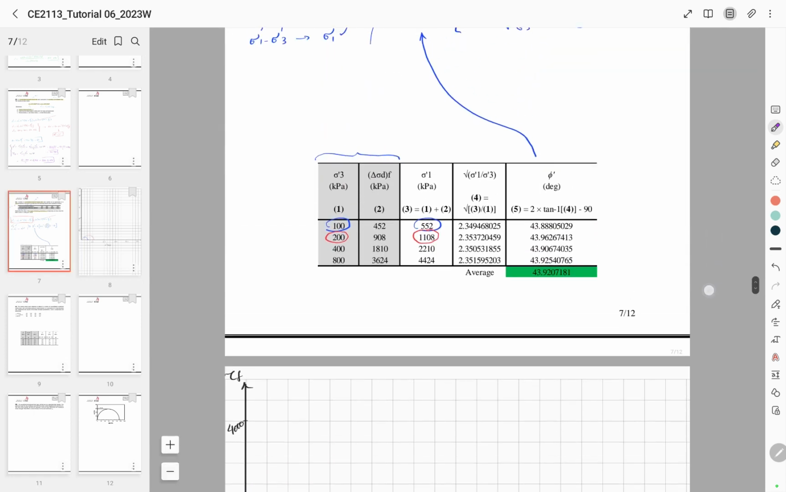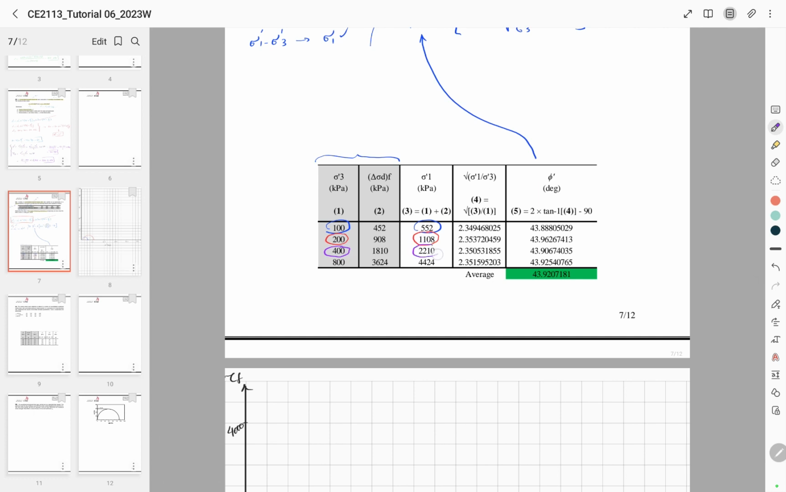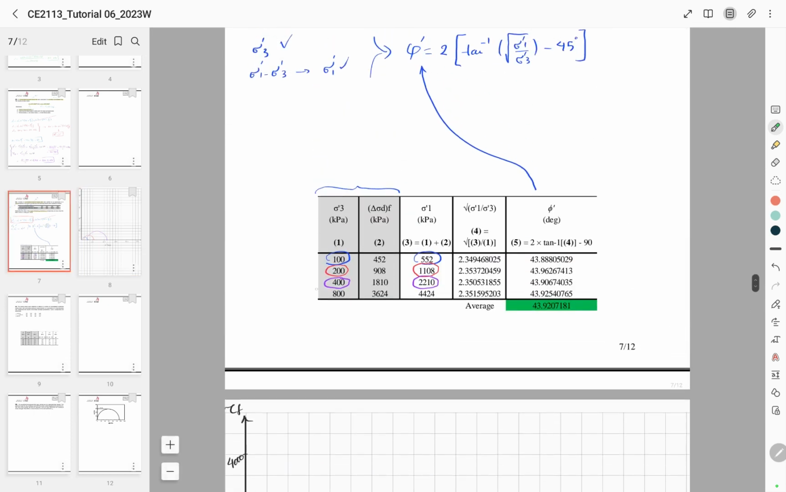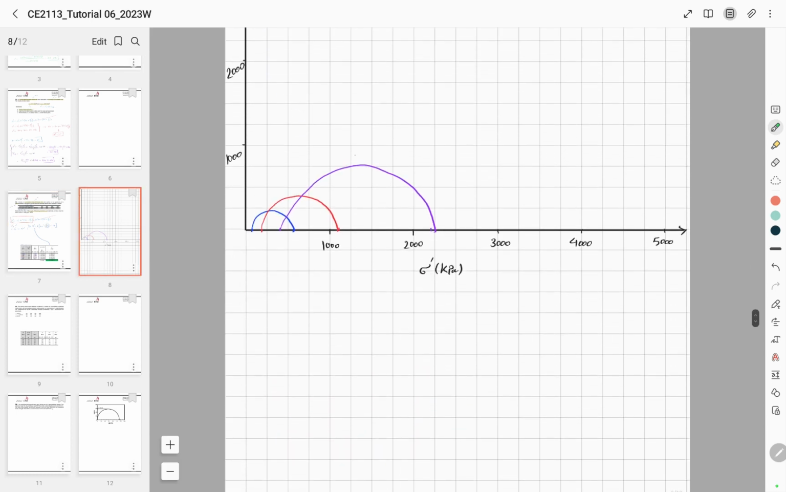For the third specimen, the values are 400, 2210. So somewhere here and somewhere here. So the Mohr circle will be something like this. Then for the last one, 844.24, will be somewhere here and somewhere here. The Mohr circle will be something like this.